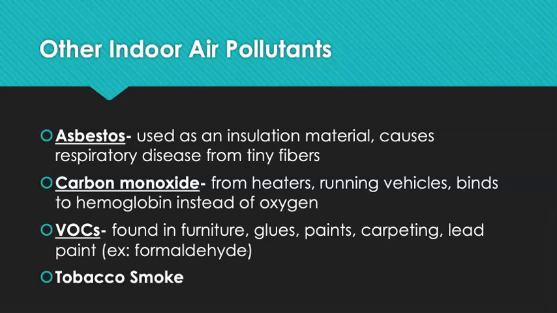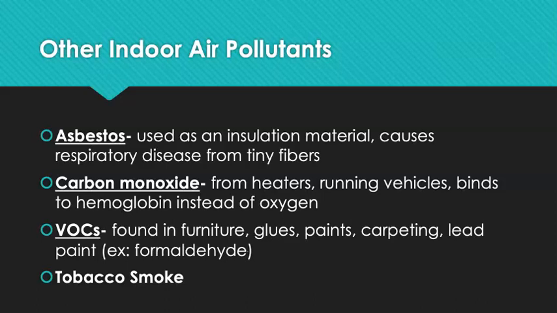It's an insulation material and can actually cause respiratory diseases because of the tiny fibers contained in it. Those can get into the lungs and then cause damage. Carbon monoxide is another big indoor air pollutant. This can come out of the tailpipes of cars. It can come from heaters within homes, and the biggest problem here is that it binds to hemoglobin in the blood of organisms instead of oxygen.